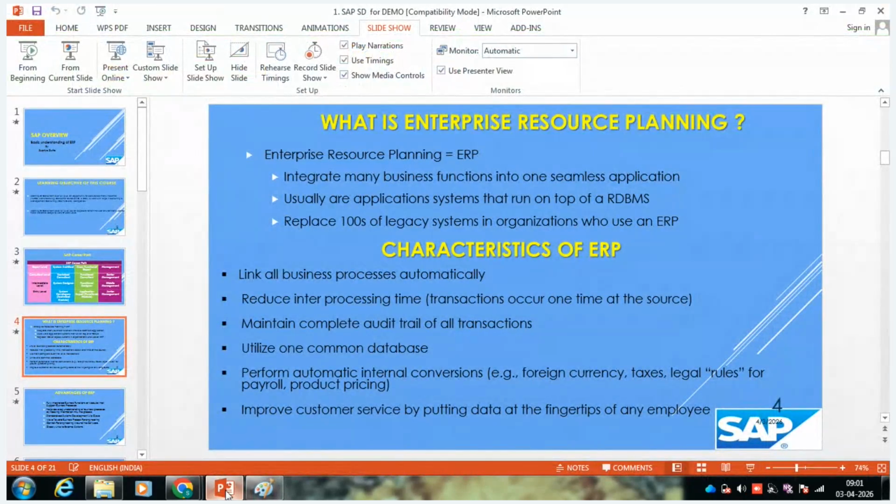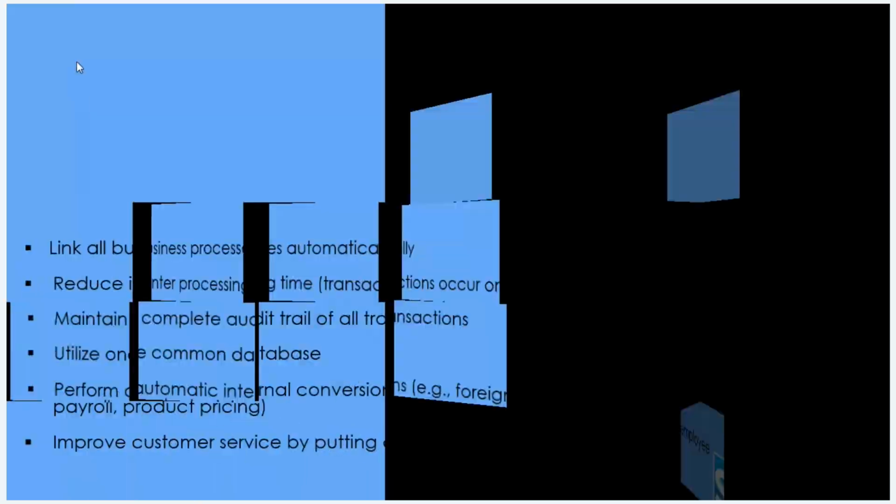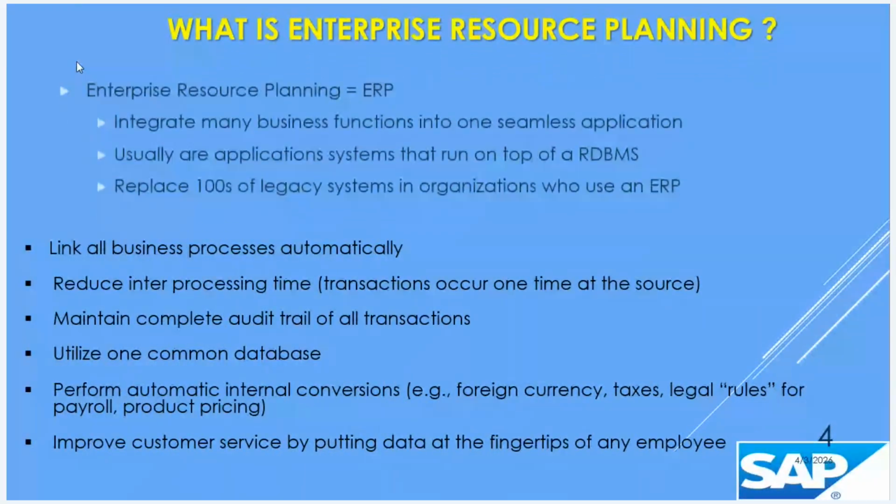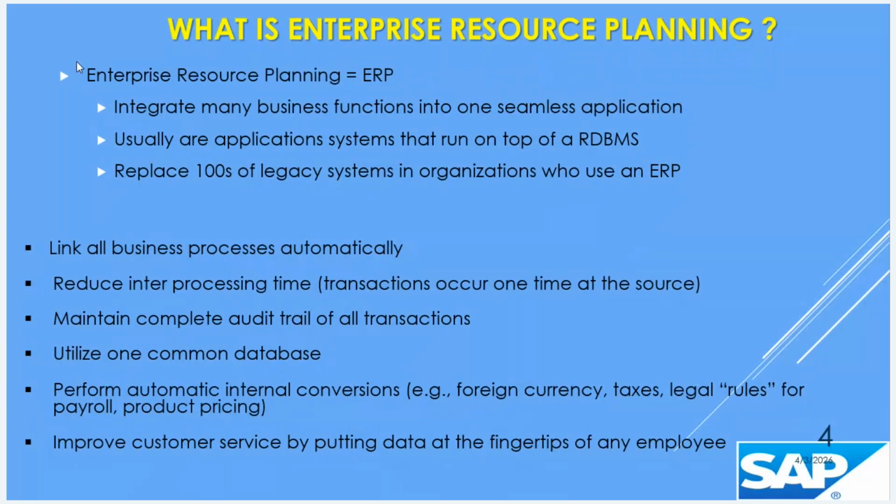Now, the RDBMS as the concept I told. So how is it working? ERP integrates many business functions in one seamless application, links all business processes automatically, reduces processing time, and maintains a complete audit trail of all transactions. Now, with any ERP system, let's take an example. We both are working in the SAP system, and at night, at 1 o'clock, you open the SAP system and you just change some data in some function.